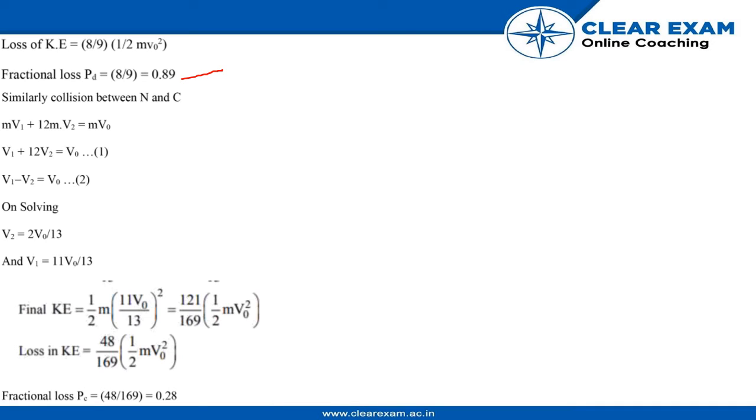So mv1 plus 12mv2, 12 is the mass, equals mv0. v1 plus 12v2 equals v0. So this we already know from the previous solution. On solving, we will find that v1 equals 11v0 by 13, and the final kinetic energy will be half m (11v0 by 13) whole square, which is 121 upon 169. So the fractional loss of kinetic energy will be 0.28. Thank you.